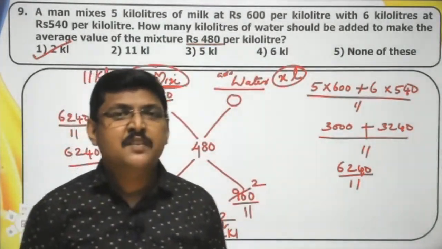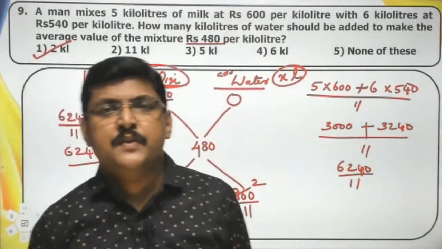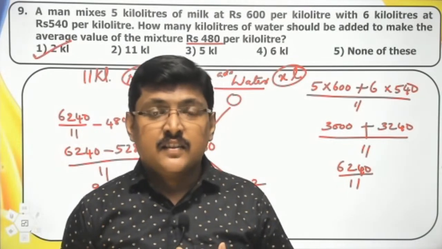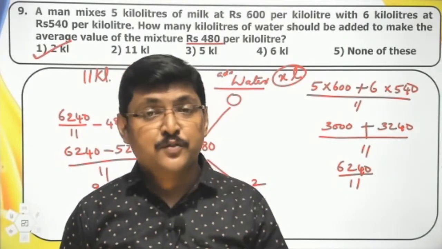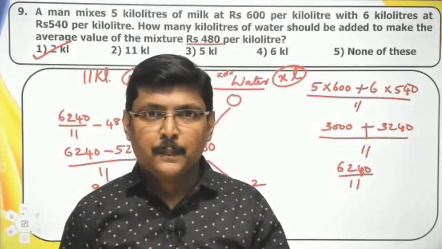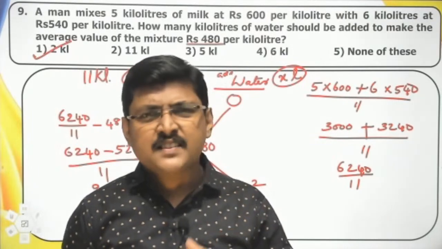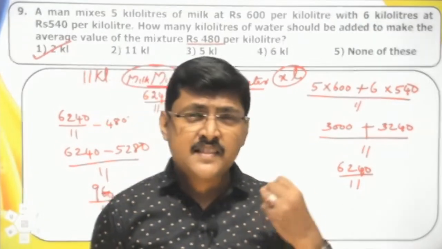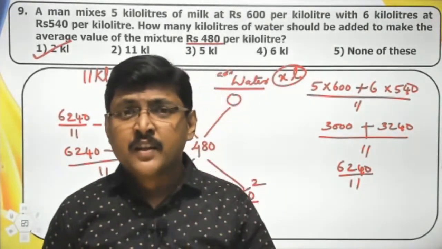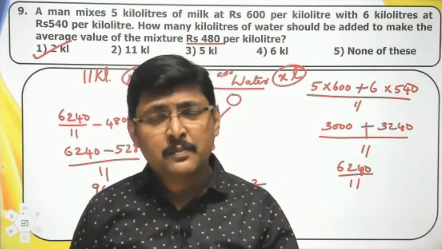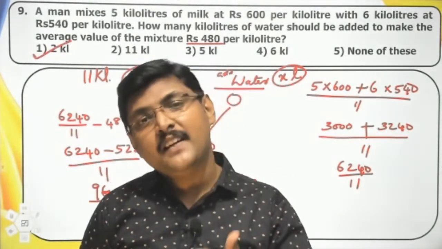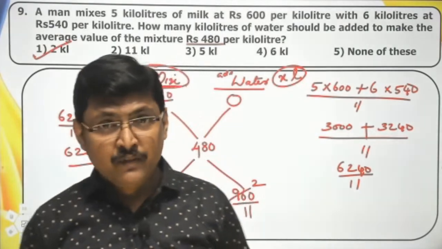Always remember that when we are dealing with allegation, we can consider anything with respect to anything. Here we consider the price with respect to quantity, so the final ratio will be the quantity splitting ratio. We can consider age with respect to number, or speed with respect to time. If we consider age with respect to number, the final ratio will be the number splitting ratio. If we consider speed with respect to time, the final ratio will be the time splitting ratio. Remember that when we are dealing with allegation.